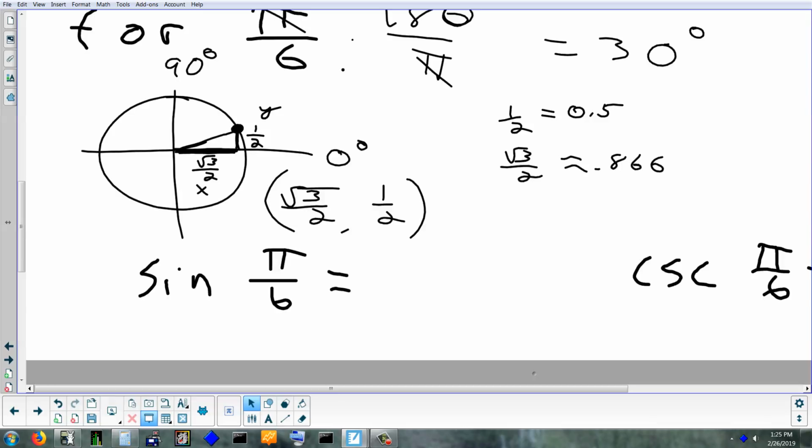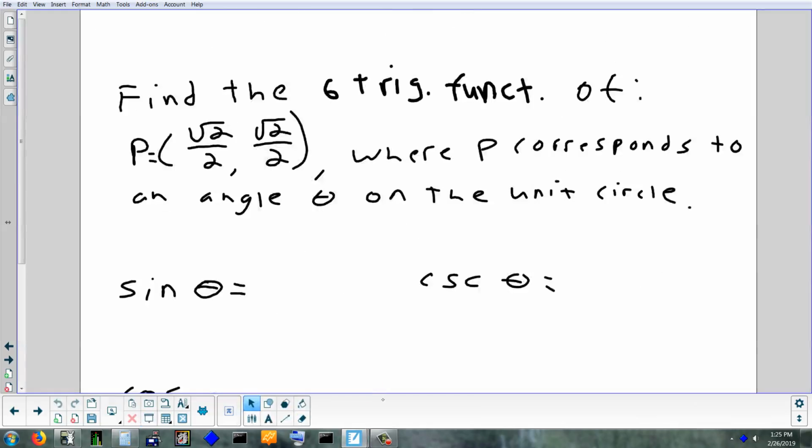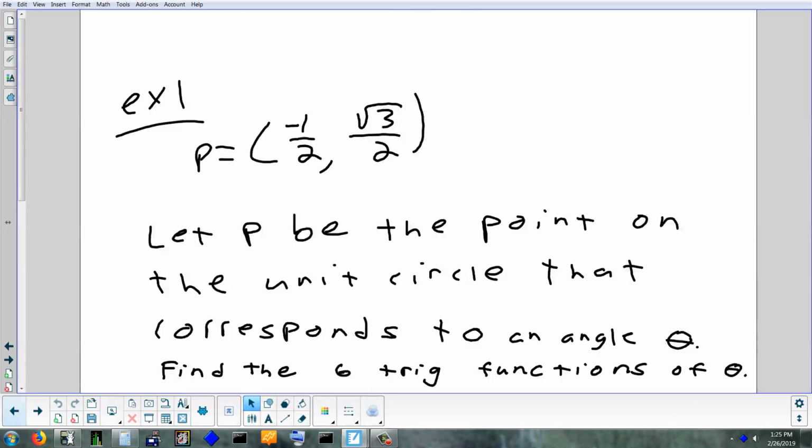And if you remember from yesterday, we did problems with these two numbers. If I just go back, we did one with a negative 1/2, root 3 over 2. We're not going to have a negative today. But what do you think this means if there's a negative? It's where? On the other side. It's in another quadrant somewhere.